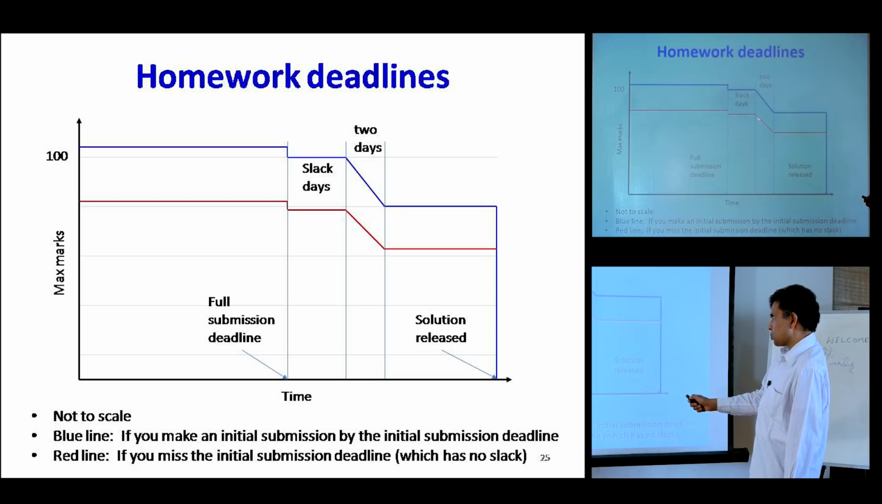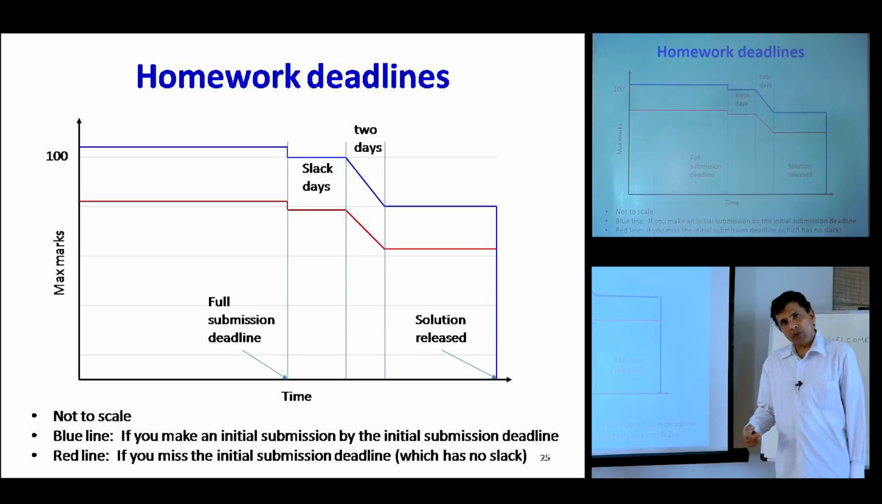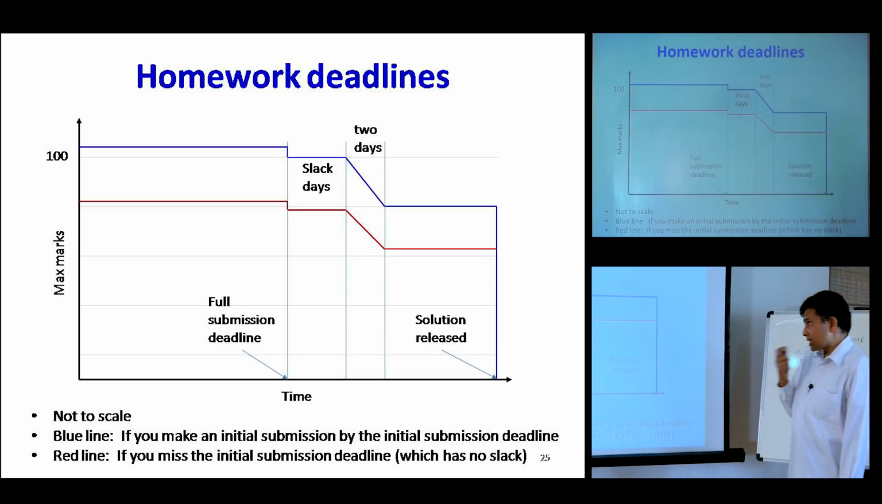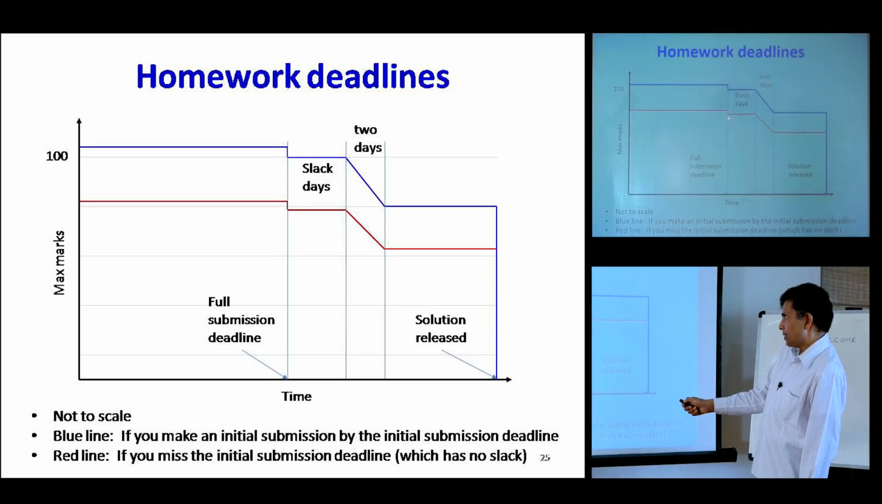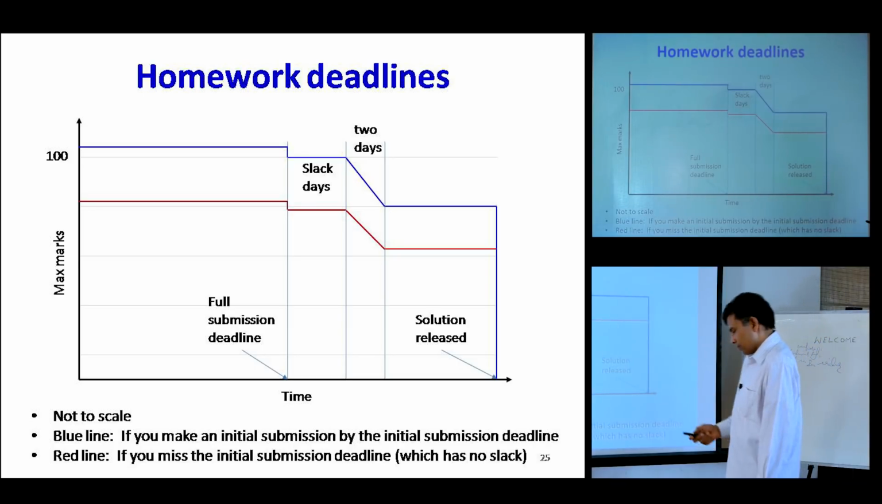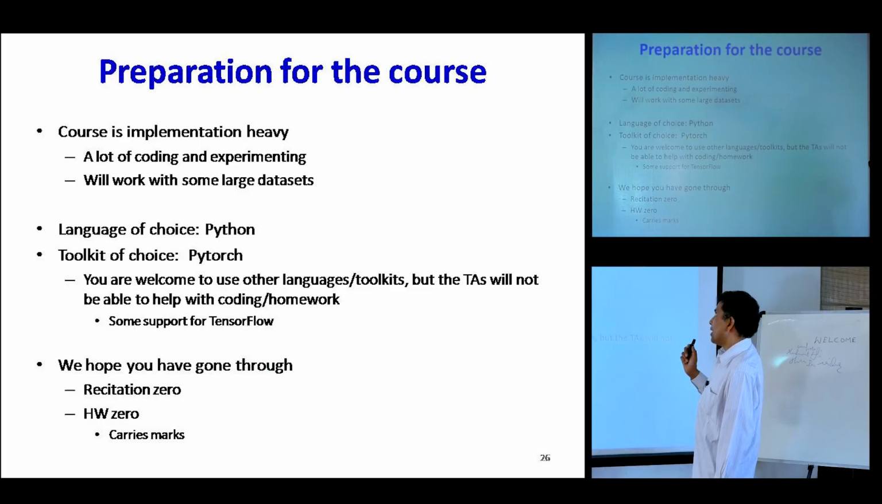So the red line shows what you would get for your submissions. If you didn't make your initial submission deadline but still did manage to submit the final homework before the full submission deadline, then the maximum you can get is 0.8 times 105. If you go into slack, you're going to get a 0.8. That's your maximum. If you go beyond the slack dates, then the best you can hope to get is 64% of your marks. And of course, you cannot submit anything after the drop dead deadline.